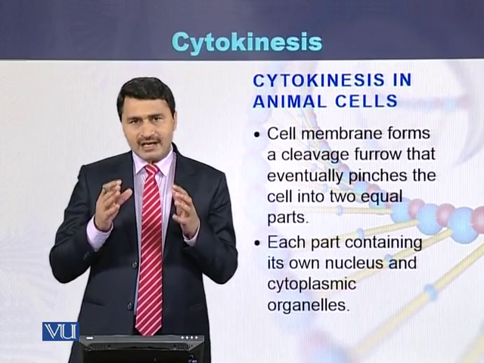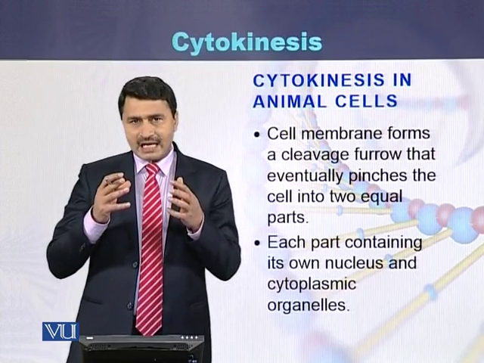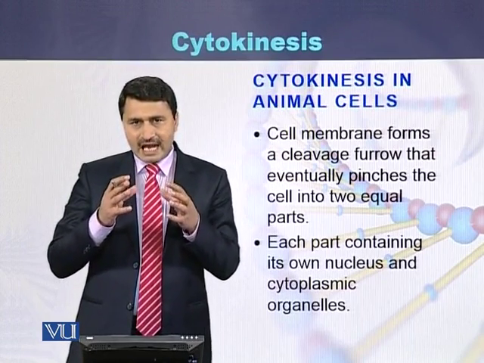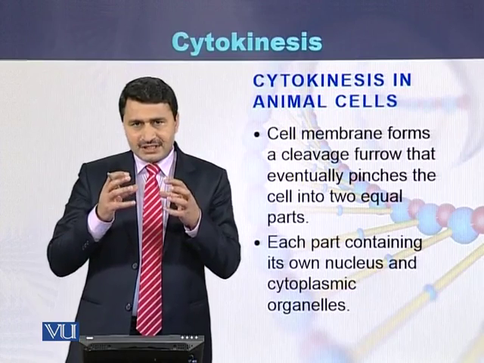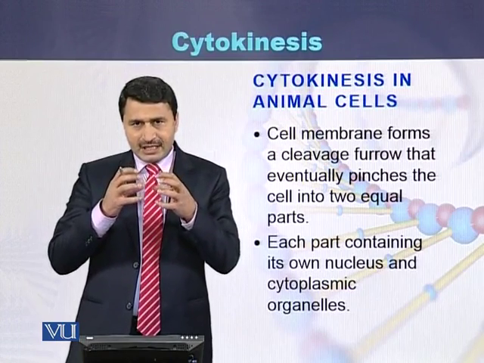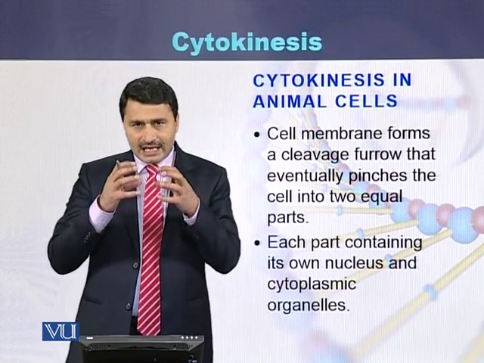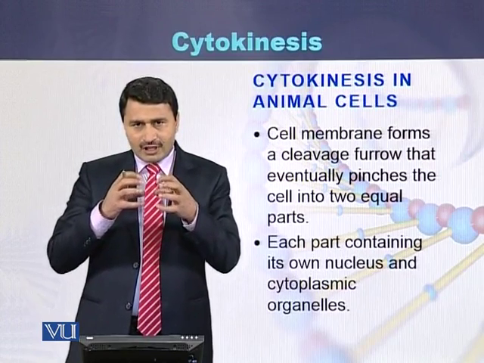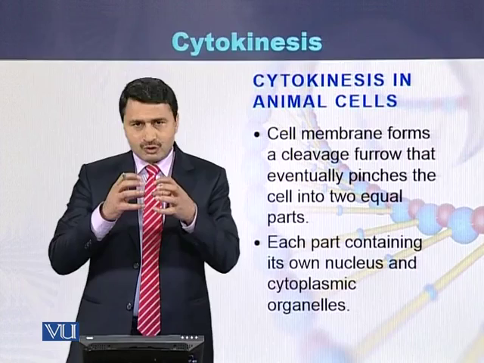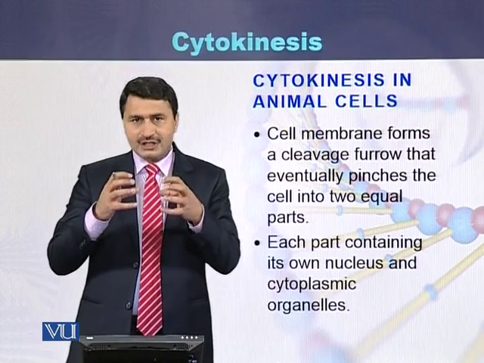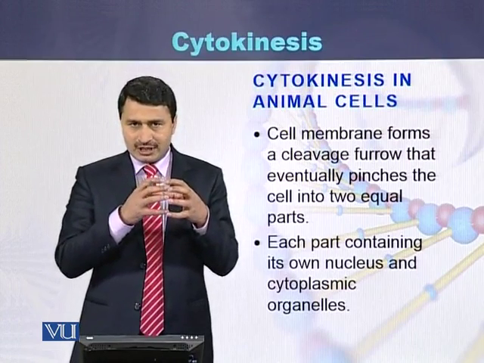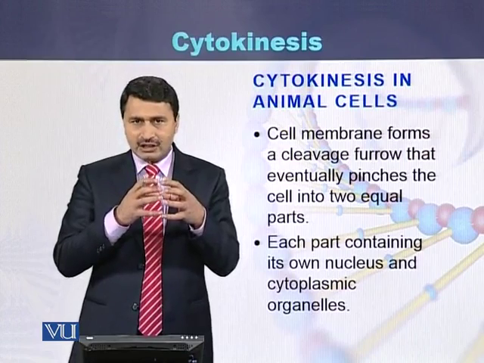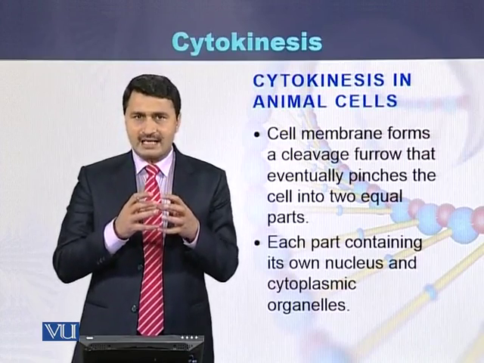In case of animal cell, there is a cleavage furrow. That cleavage furrow pinches the membrane of the cell and ultimately converts a single cell into two cells, each part containing the nucleus as well as other organelles of the cell.